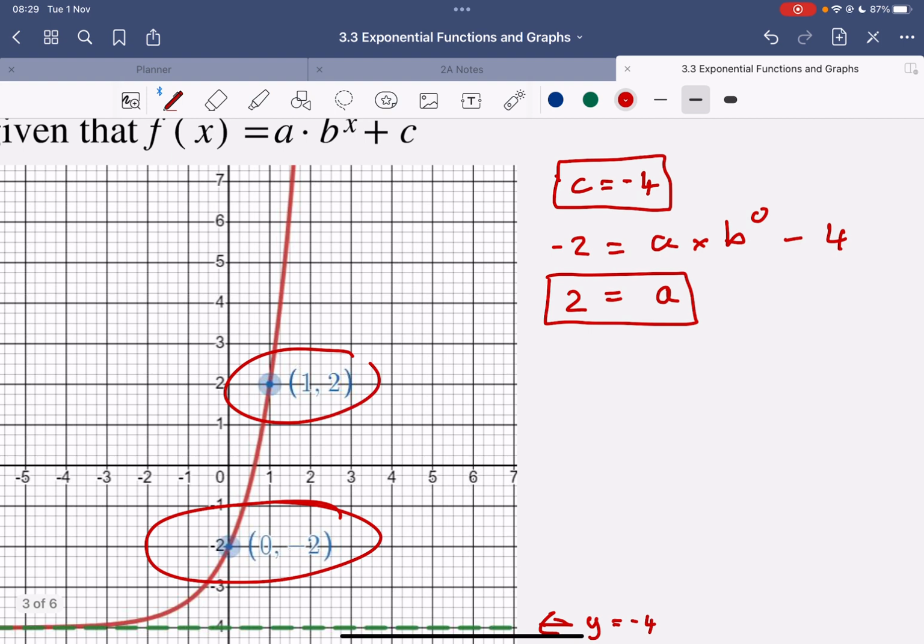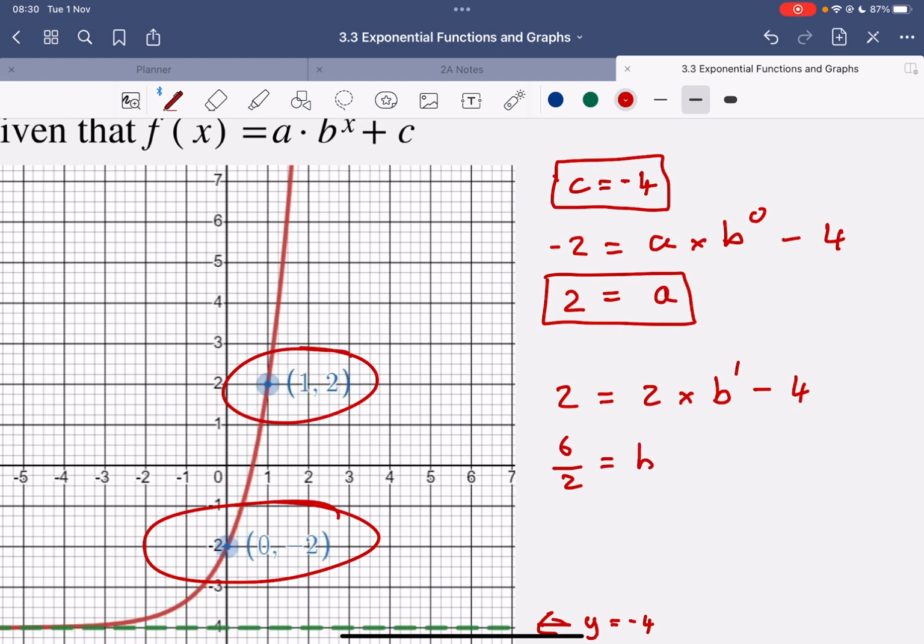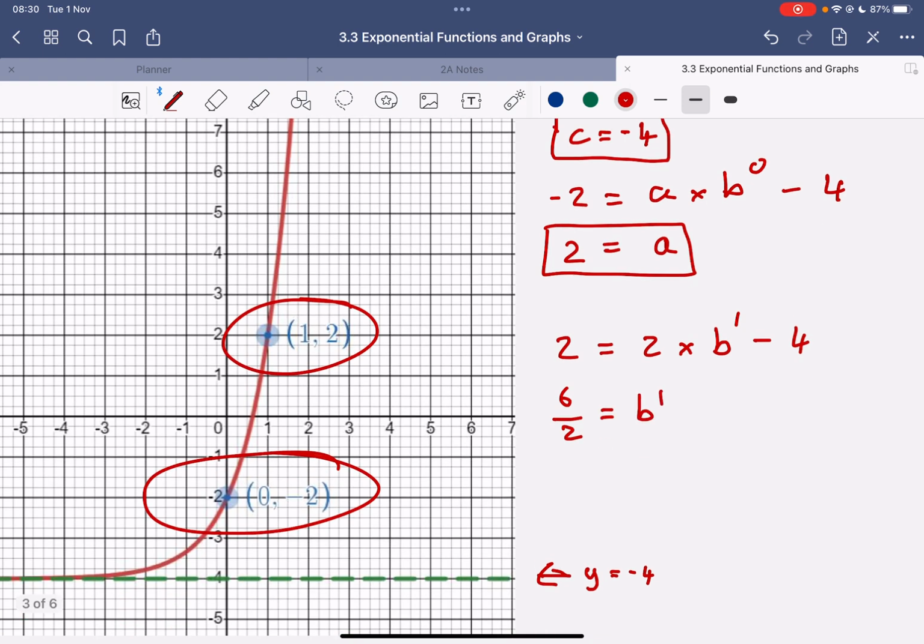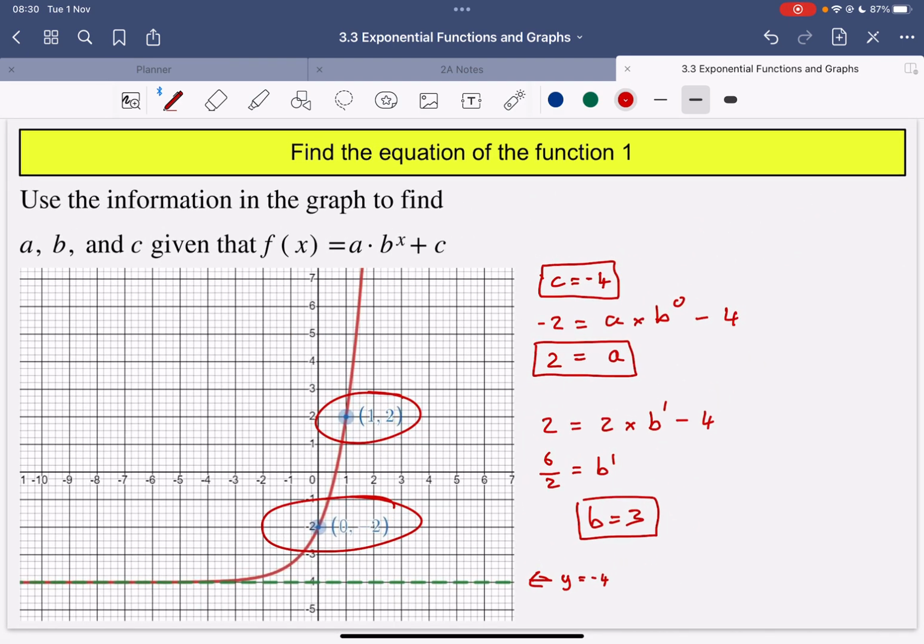Now let's use the other point to get my B value. So 2 is equal to A, which is 2, times B to the power of 1, take away 4. So a bit of rearranging. I'm going to add 4 to both sides, so it gives me 6. Divide both sides by 2, and it gives me B to the power of 1. So B is equal to 3. So I've got all my values, A, B, and C.